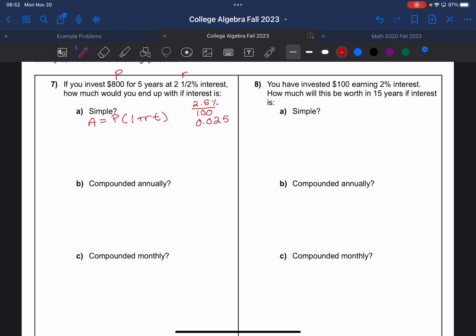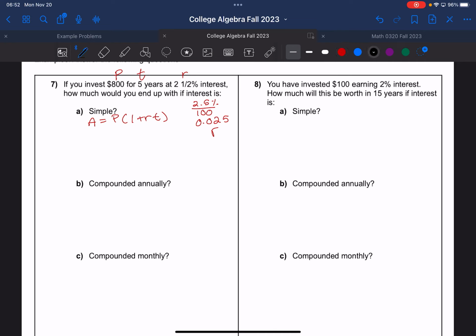Even if your interest is already a decimal, if it's in percent, we have to turn that percent into a decimal by dividing by 100. So this is our R value. And then our T is what number? 5 years. 5, that's our time.